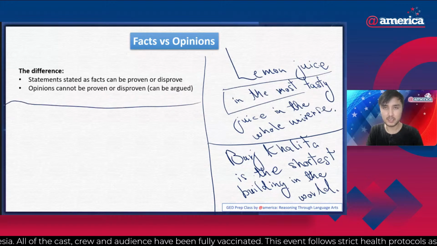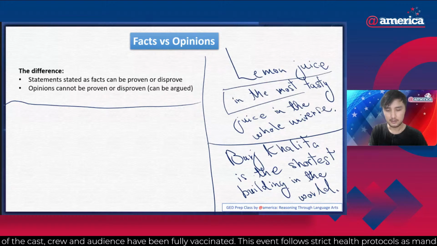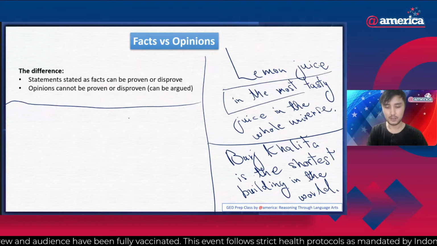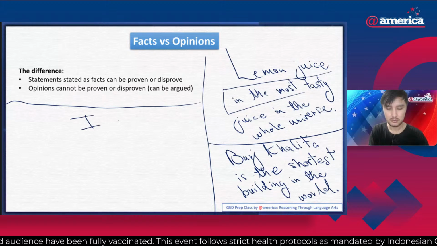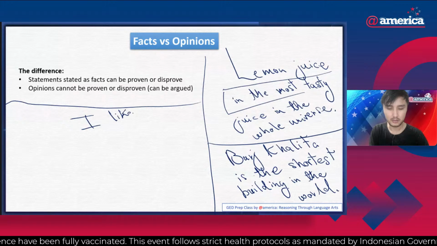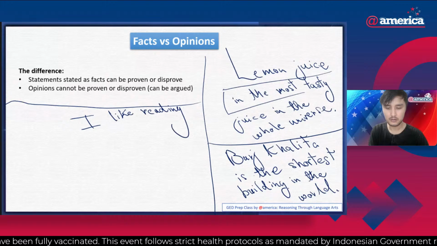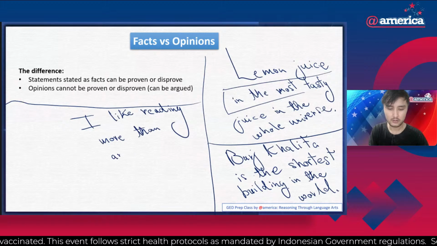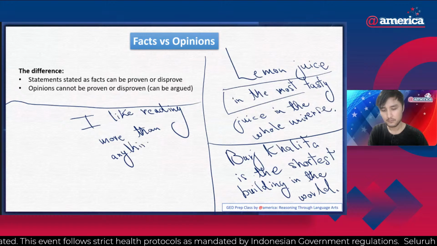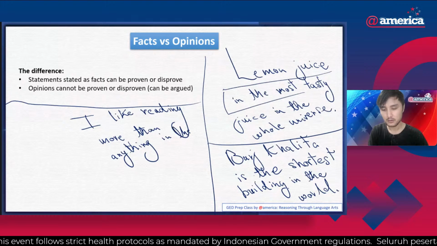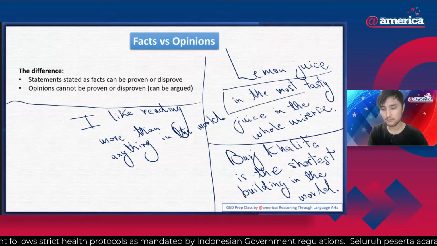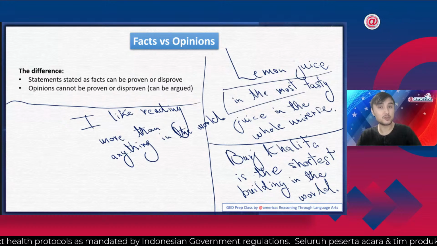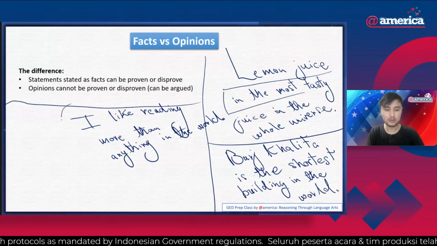But when someone states an opinion that you know is not true, but you still cannot prove or disprove, someone states something like, I like reading more than anything in the world. Okay, this could be true, but there is no way to prove it or disprove it. Therefore, this one is an opinion.